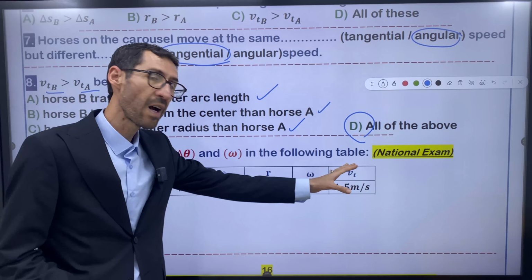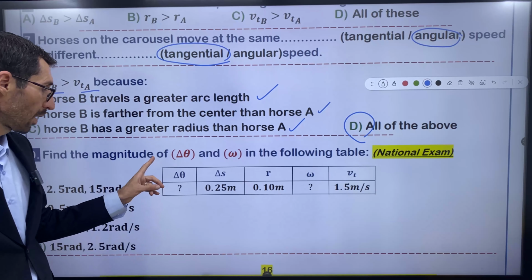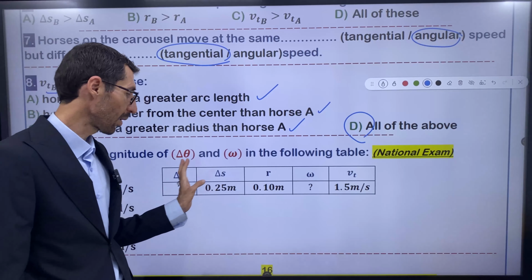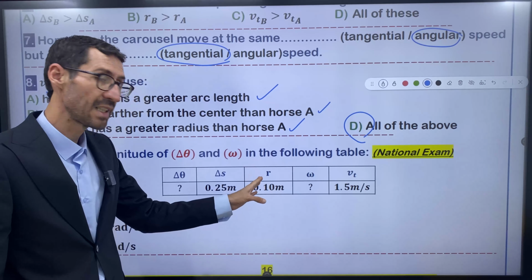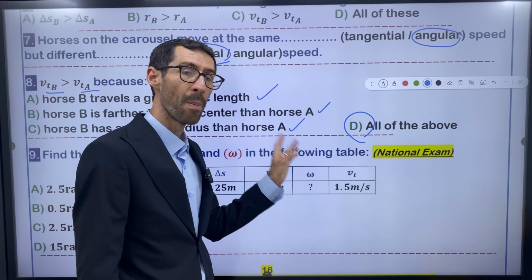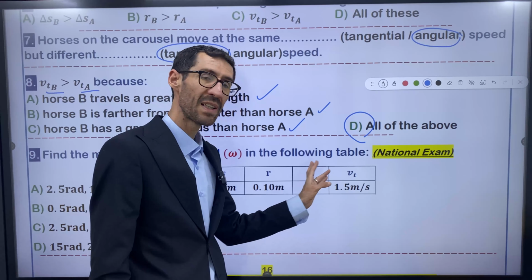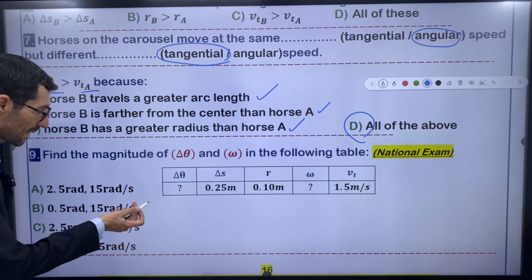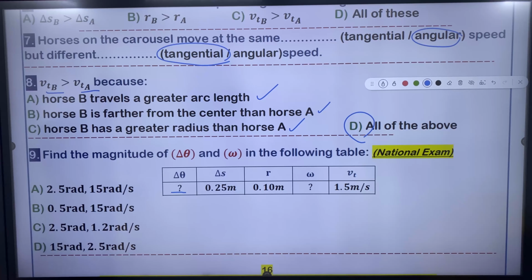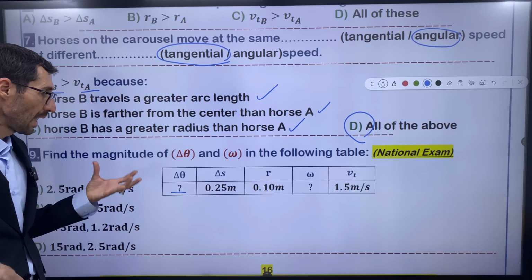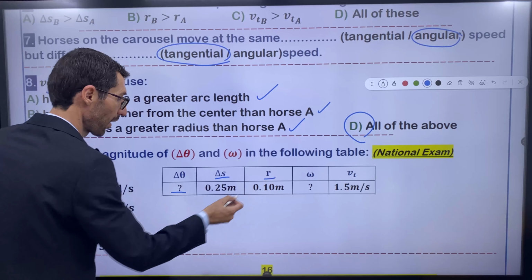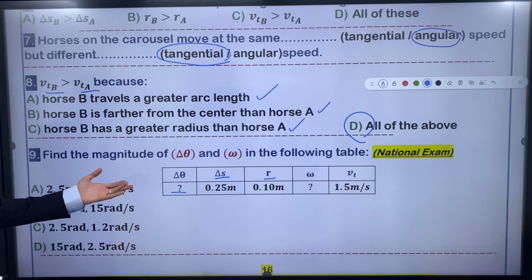So we have 5 quantities within this table: delta theta, angular displacement; delta S, arc length; radius, r; omega, angular speed; and Vt, tangential speed. So what do we look for first? We look for delta theta. Is information available for finding delta theta or not? Of course, because we have delta S and R. By means of delta S and R, we can find delta theta.